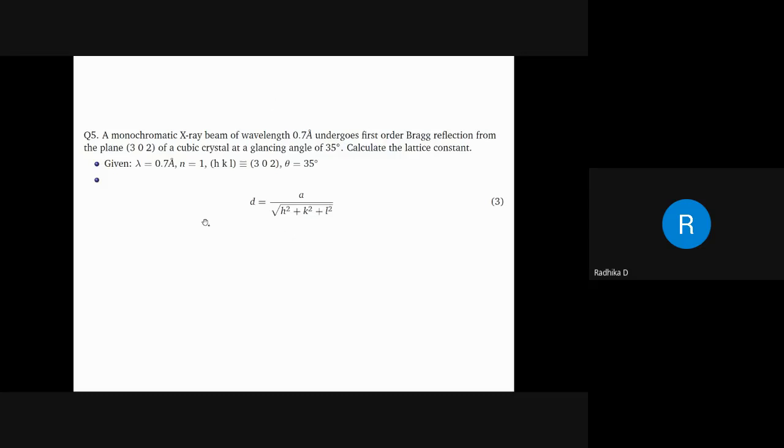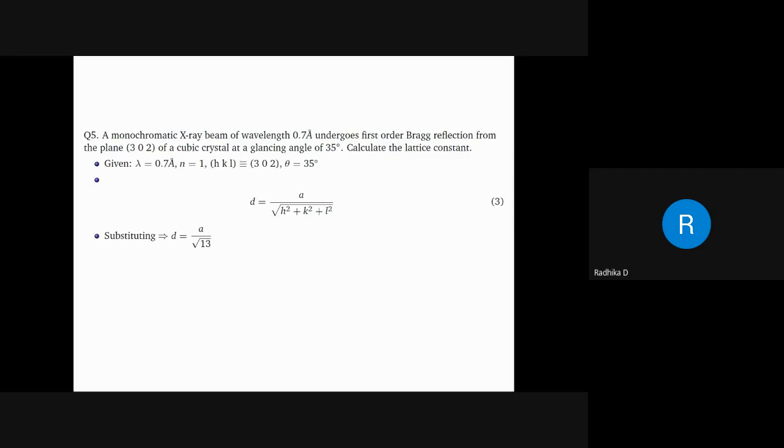What do we need to do? First, we need to consider this expression: d is equal to a divided by square root of h square plus k square plus l square. If you substitute all this, you don't have the value of a written anywhere, so a remains as it is, divided by square root of 3 square plus 0 square plus 2 square. So 9 plus 4 will be 13. So you will get d is equal to a by square root of 13.